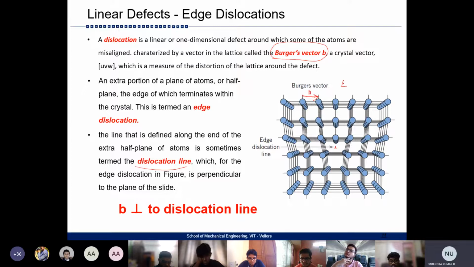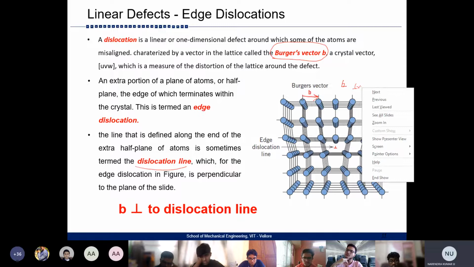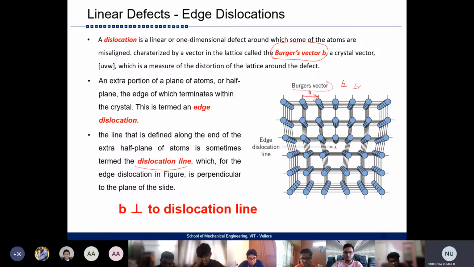So if you see the angle between the straight line and the Burgers vector, it is 90 degrees. That is nothing but it is perpendicular. So if the angle between the Burgers vector and the dislocation line is perpendicular, then you call this an edge dislocation. And the moment the Burgers vector is parallel to the dislocation line, then it is going to be screw.